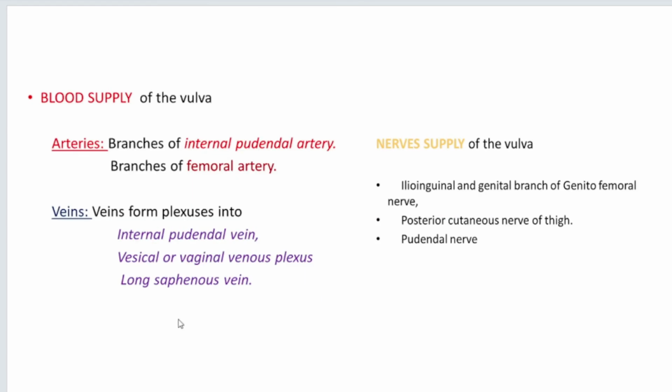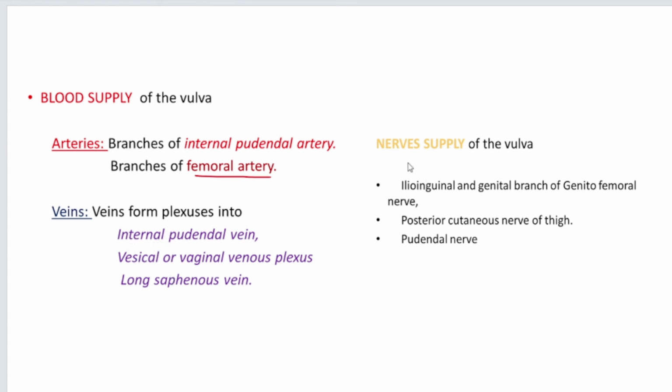Coming to the blood supply and nerve supply of the vulva. Blood supply, arteries: if you see, the branches of the internal pudendal artery and the branches of the femoral artery supply the blood to the vulva. And the venous drainage: the veins form a plexus into the internal pudendal vein, vesical or vaginal venous plexus, and long saphenous vein. So venous drainage is into these veins.